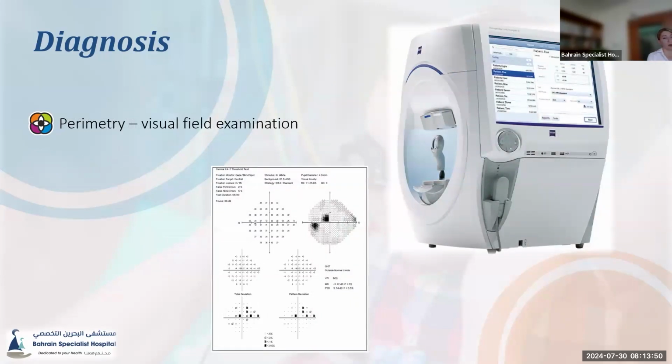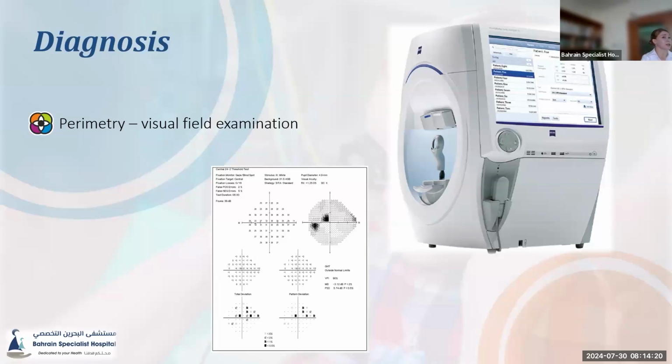And one more specific examination is perimetry, the visual field analyzer, visual field examination. It's not for small kids. We usually do it when the kid is older than 7 years old, but it depends on the kid, of course, because it takes a lot of concentration and understanding of the procedure.